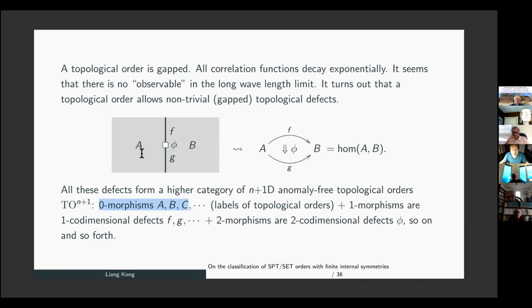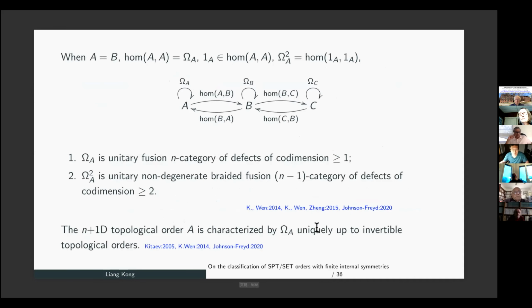Topological orders, and they just label topological orders. One morphisms are codimension 1 defects, and 2 morphisms are codimension 2 defects, and so on and so forth. So yeah, we just keep that in mind.